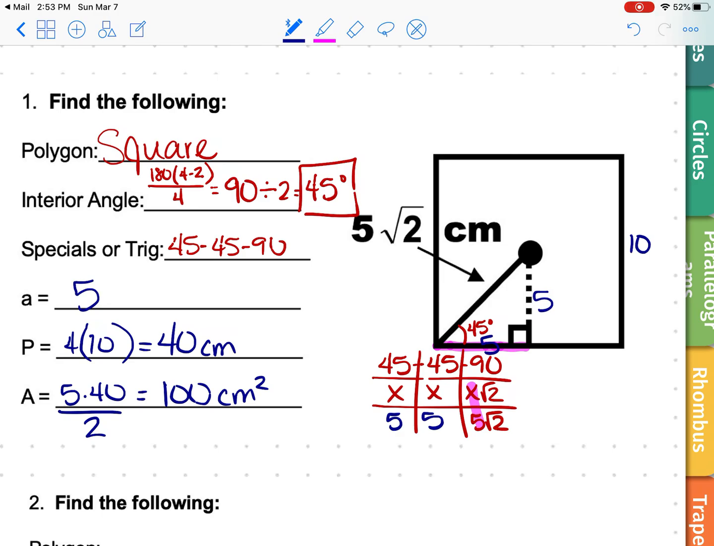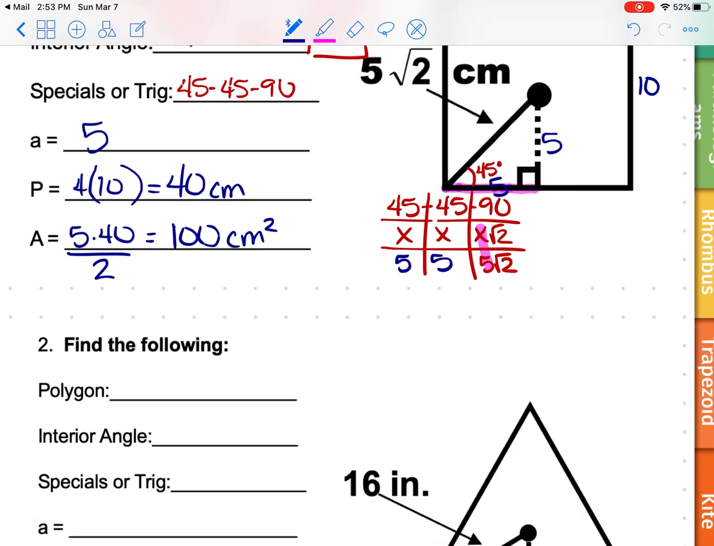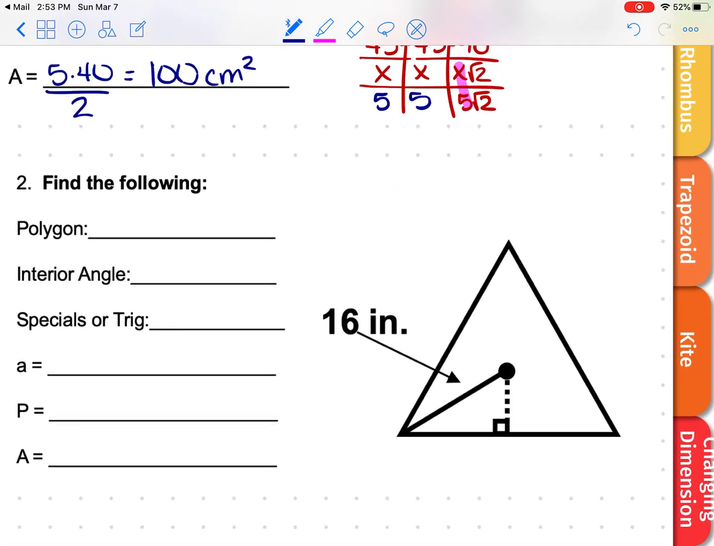You have to find all those missing parts. So that's why I have it split up into all those separate questions, so that you remember to find all those missing pieces. So now let's go to the next one. What kind of polygon is this? We have a triangle, and we know it's an equilateral triangle.